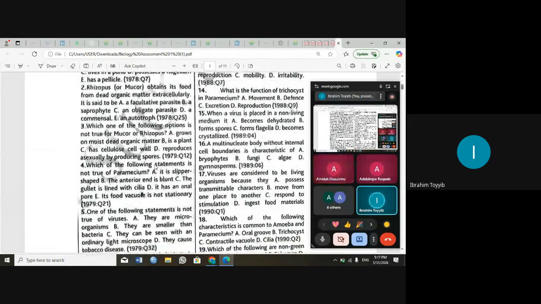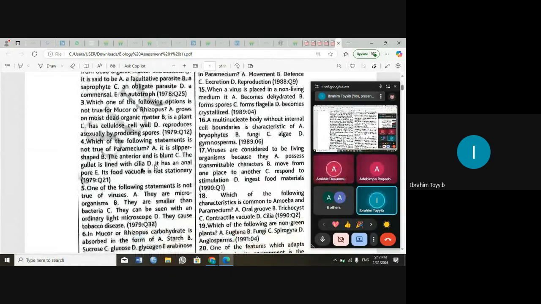So read the options. See, because mucor or rhizopus is a fungi. Is a fungi, and fungi does not have cellulose cell wall. It has chitin cell wall. Right. Okay, chitinous cell wall.